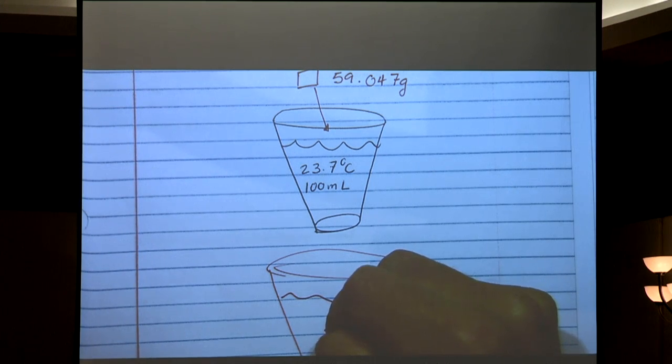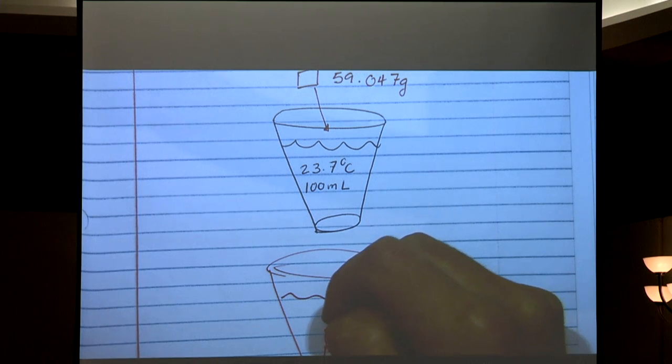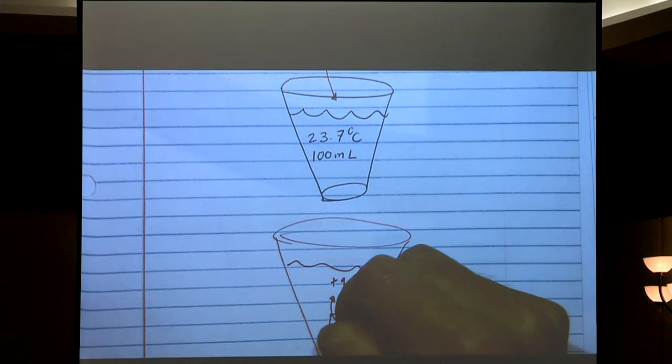So the water is going to have a positive or negative Q. Is it gaining heat or losing heat? So it's going to have a positive Q. What's the block going to have? Awesome. It's going to have a negative Q.